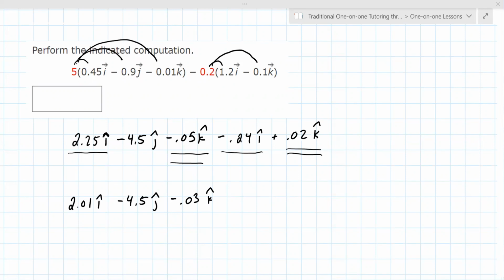Wait, how did you get the second part? The down? Which one? This one? No, the third one. No, the one in the bottom. I combined 2.25 and minus 0.24 to get 2.01. Okay. And then I just brought this one down, and then minus 0.05 with 0.02.